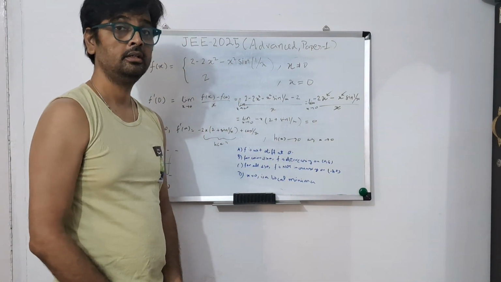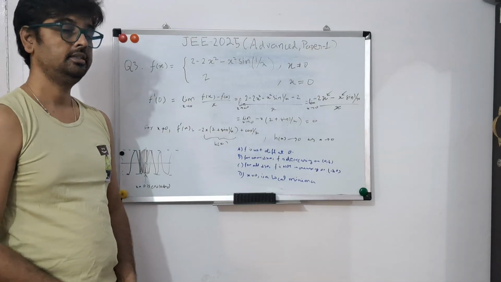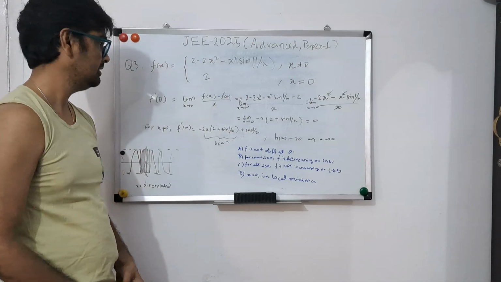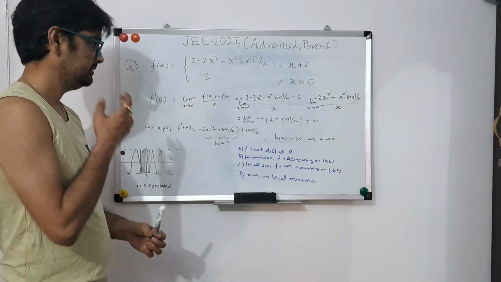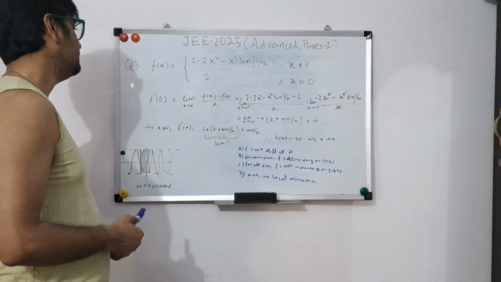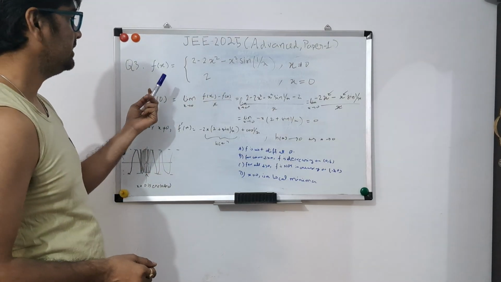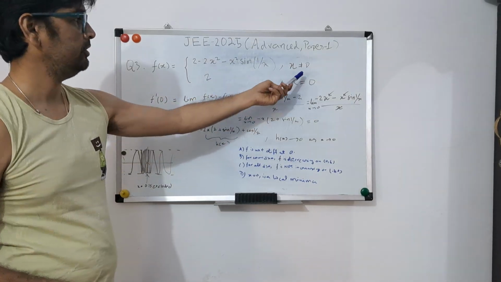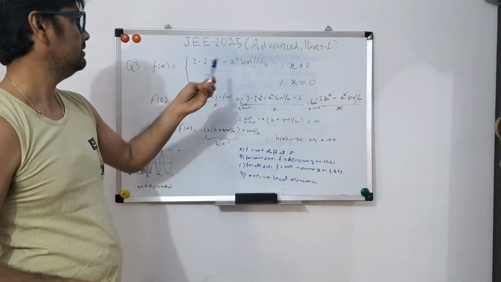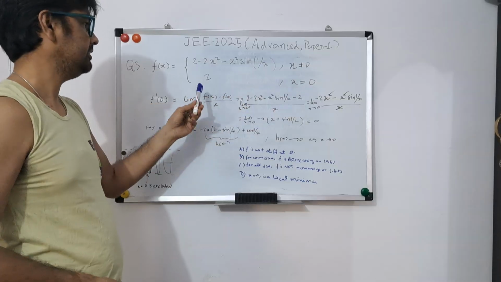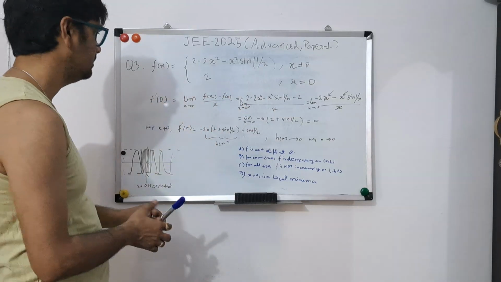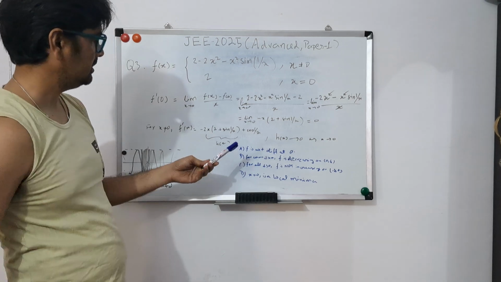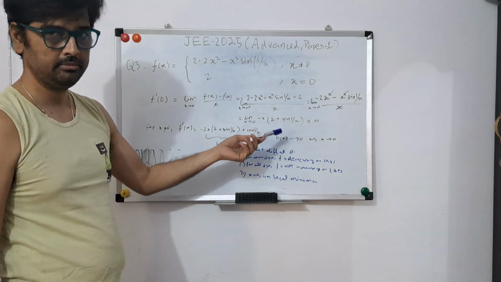हाय एवरीवन। हम लोग जेई एडवांस्ड 2025 पेपर 1 सॉल्व कर रहे हैं। ये क्वेश्चन नंबर 3 है। इसमें हमें एक फंक्शन दी हुई है जो कि पीस वाइज डिफाइंड है। फॉर एक्स नॉट इक्वल टू 0 इट्स डिफाइंड लाइक दिस। फॉर एक्स इक्वल टू 0 इट्स डिफाइंड एज 2। अब हमें 4 ऑप्शंस दिए गए हैं। ऑप्शन ए, एफ इज़ नॉट डिफरेंशिएबल एट 0.